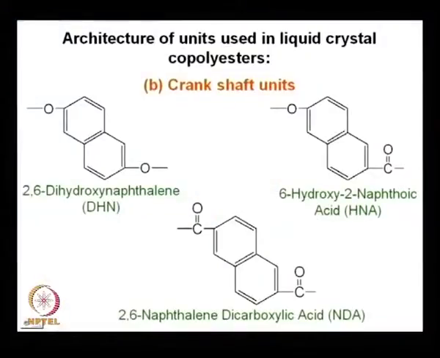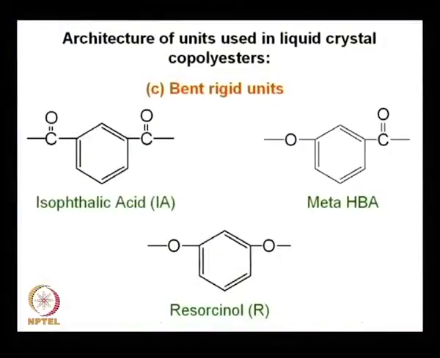So, this is crankshaft unit, then bent rigid unit. Here you see 2, 5 positions, again same carboxyl groups, hydroxy acids, and that is resorcinol, this is resorcinol, OH, same group, but where they are linked to the benzene ring, that dictates whether it will give you high melting properties or low melting properties.